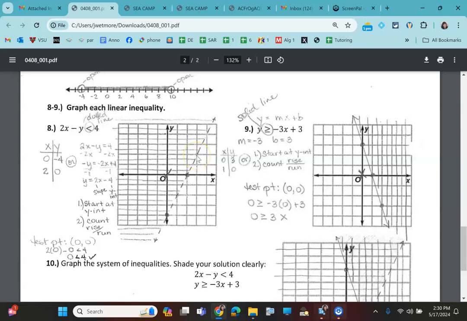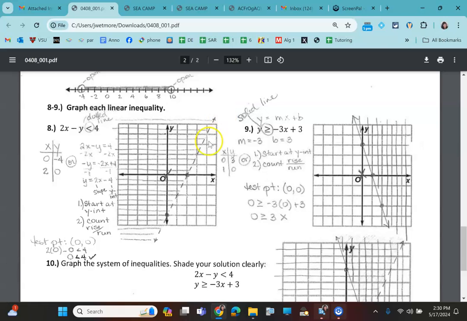So back in chapter 5, when we were graphing our lines, those were the two different ways that we did it. It doesn't matter which way you do it. You can either find your x and y-intercepts and plot those points, or you can plot your y-intercept and do your rise over run. You don't have to do it both ways.